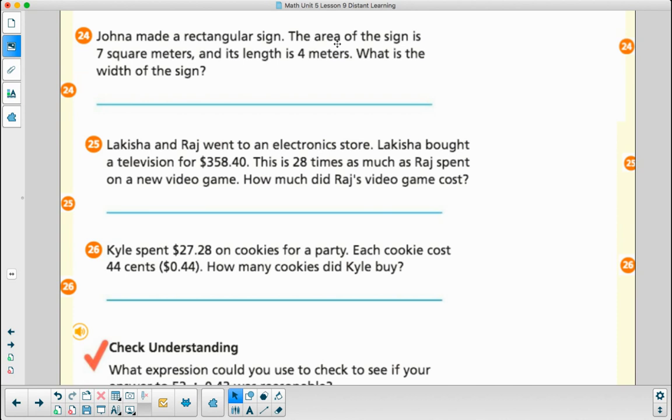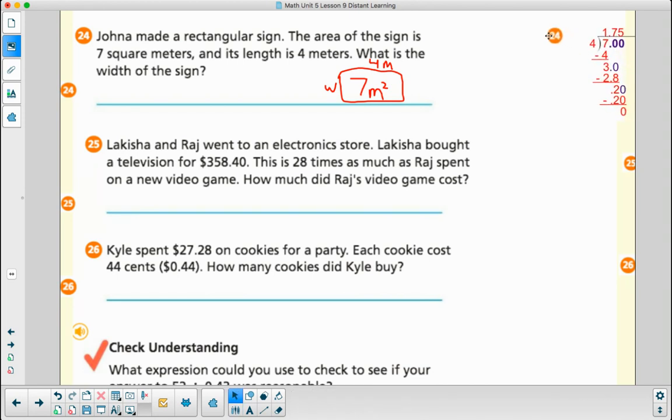Joanna made a rectangular sign. The area of the sign is 7 square meters and its length is 4 meters. What is the width of the sign? As you know, whenever I have area, I'm going to draw my rectangle. I have 7 square meters and a length of 4 meters. I want to know what multiplied by 4 equals 7, or 7 divided by 4.